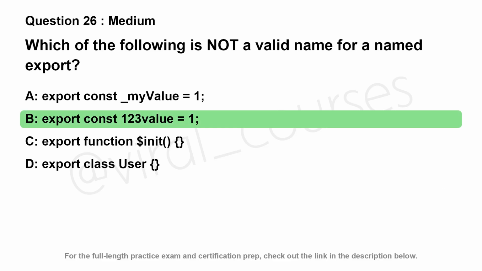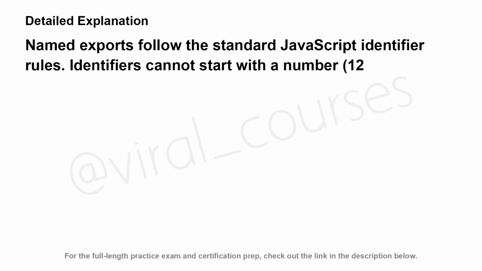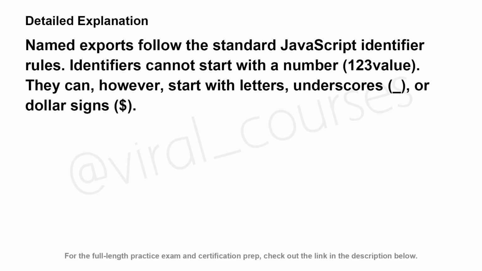The correct answer is B. Named exports follow the standard JavaScript identifier rules. Identifiers cannot start with a number, like 123value. They can, however, start with letters, underscores, or $ signs.